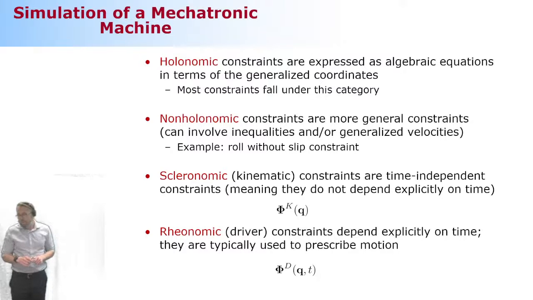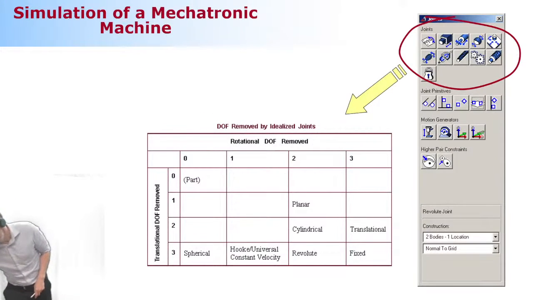Scleronomic constraints are not time dependent, and rheonomic constraints are time dependent, the ones that are functions of time. So this is one possible subcategory of the constraints, and rheonomic constraints are driven constraints. Those are the ones that we need to deal with if we're going to do kinematics on this. Don't memorize this. This is for your information, so not too important.